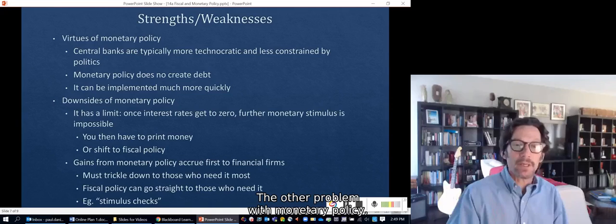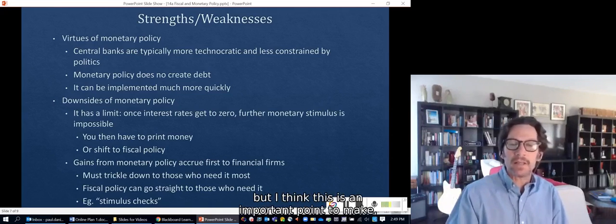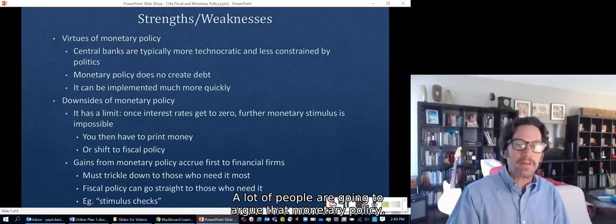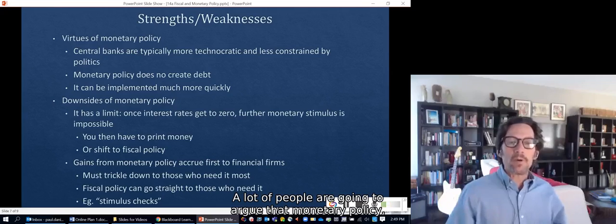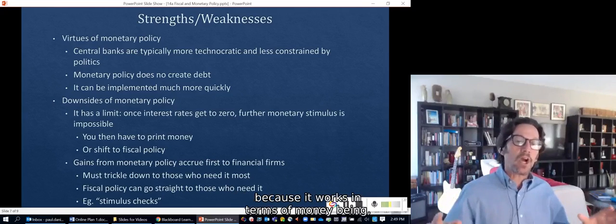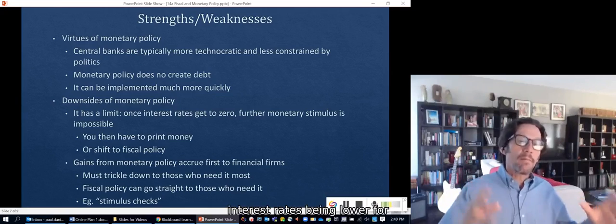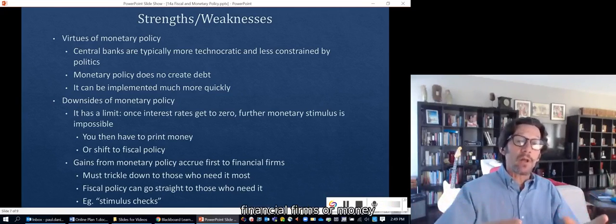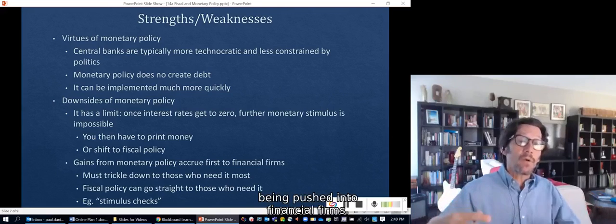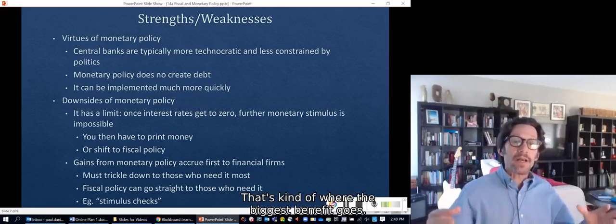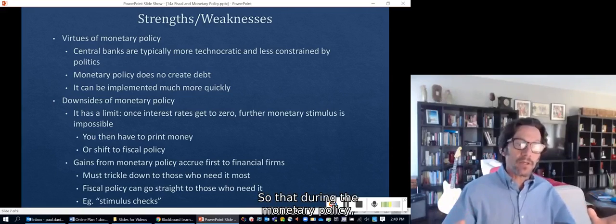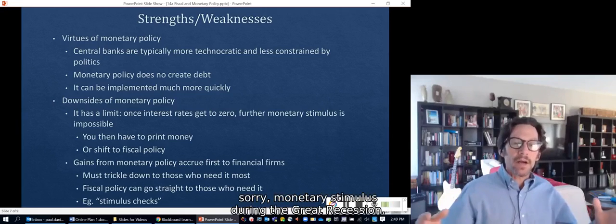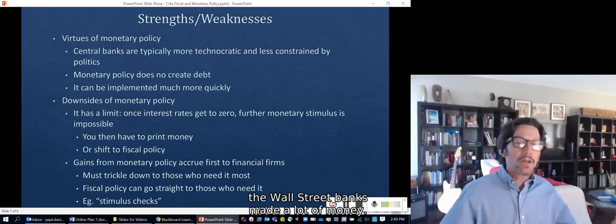The other problem with monetary policy, and there's a lot of debate about this, but I think this is an important point to make even if people disagree about it. A lot of people are going to argue that monetary policy works through interest rates being lowered for financial firms or money being pushed into financial firms, and that's kind of where the biggest benefit goes. So the monetary stimulus during the Great Recession, the Wall Street banks made a lot of money.